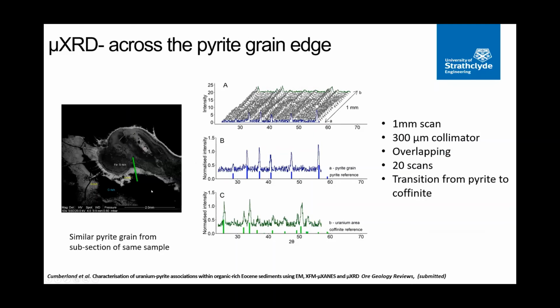We also had the chance to, in the laboratory, use micro XRD and drive a transect across a similar grain from another part of the sample into the pyrite. The pyrite's there with the uranium ring again around the outside. The scan was 1 millimeter. We used a 300 micron collimator, which was overlapped, so we got 20 scans from that.